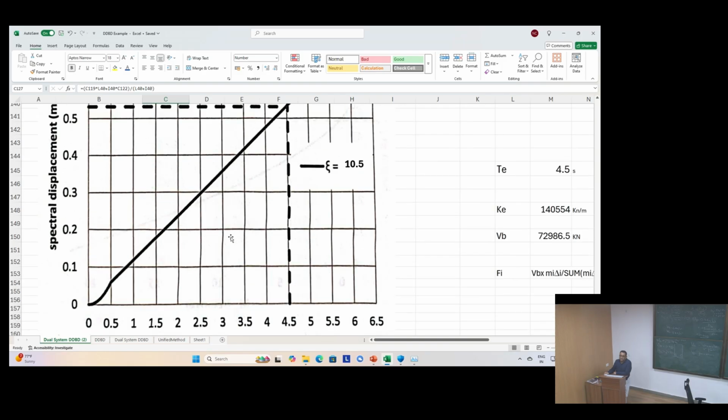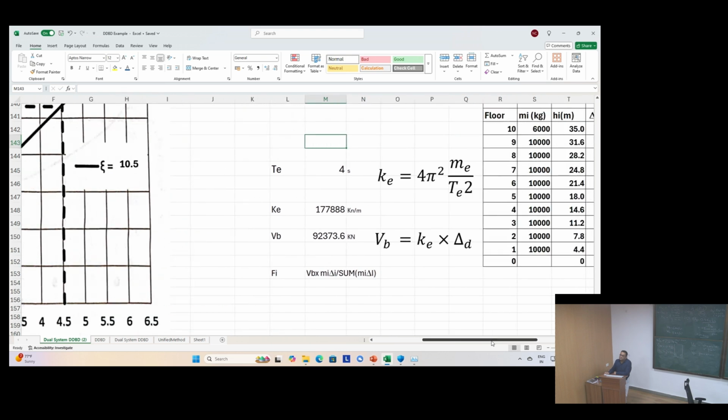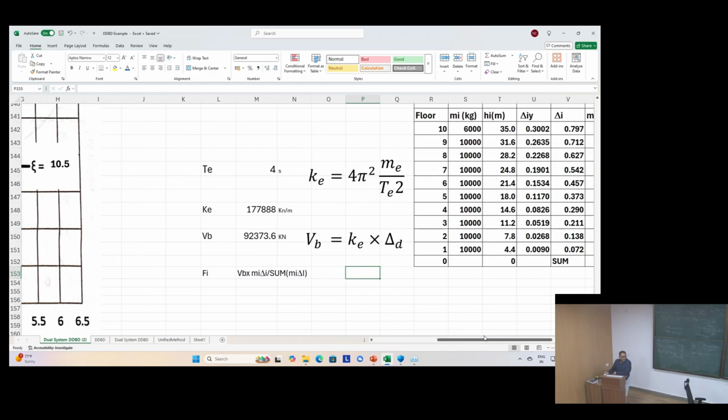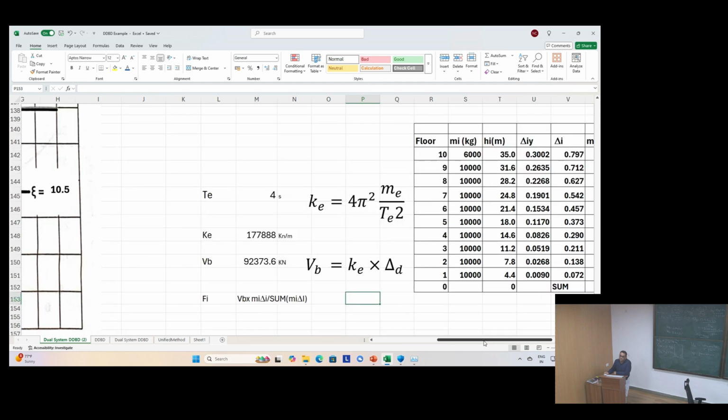So now your time period will change. And let's say the time period is 4 seconds, so everything else will change with it. So you have to analyze both directions. You get a problem like that. Any questions? Most of you have a working spreadsheet by now?